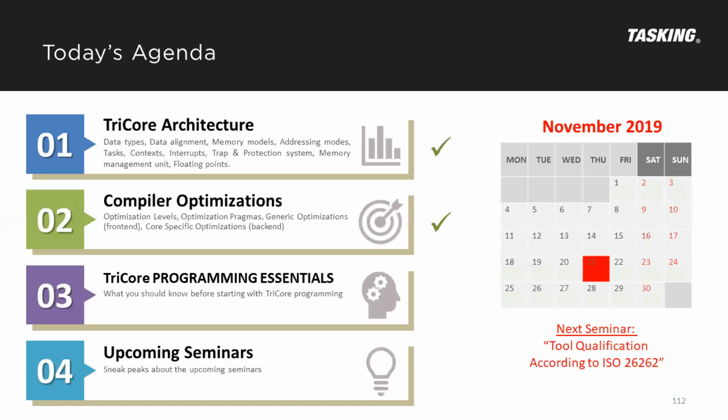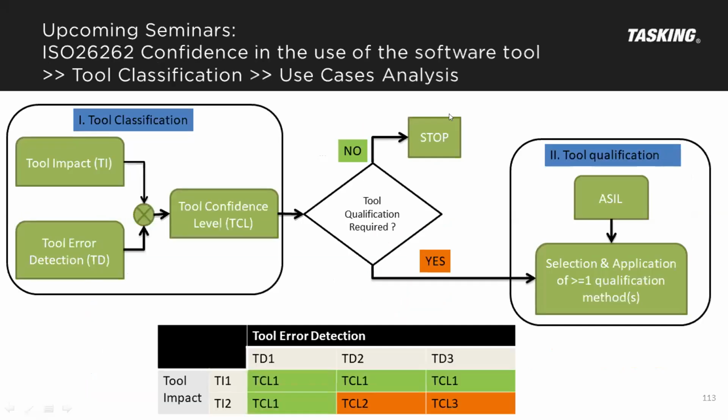Okay. So till now, we already covered the TriCore architecture, the compiler optimization, and we saw an example about the TriCore. I will now give you an idea of what we are going to discuss in the next seminar. It is a more interesting topic for the safety engineers, maybe, because we are going to show you how you can qualify our tasking tool chain that you are going to use for your multi-core critical applications, and it is basically two stages.